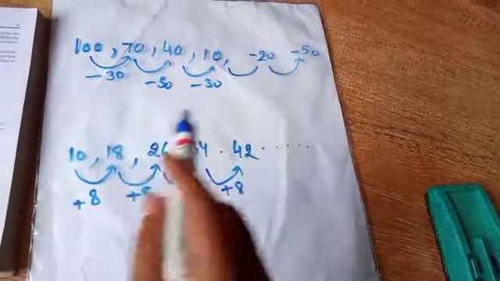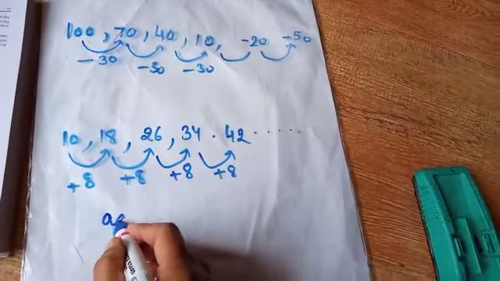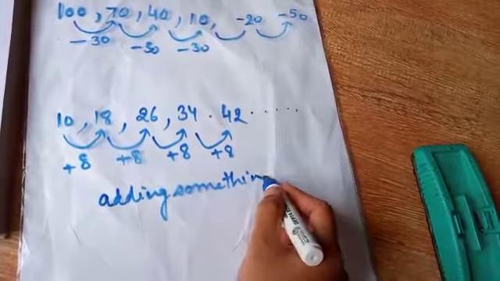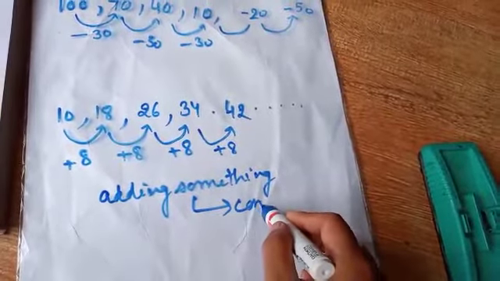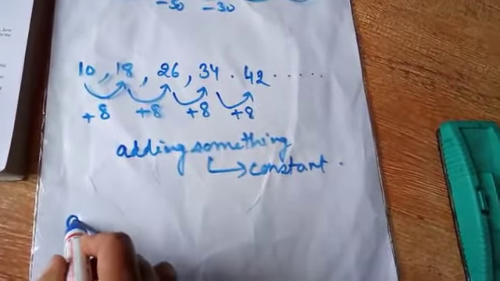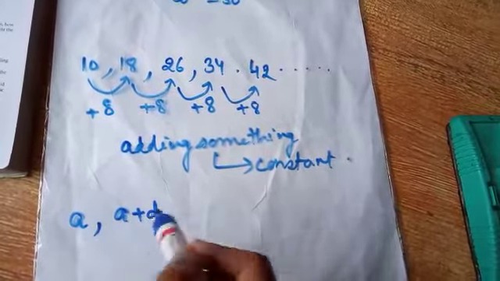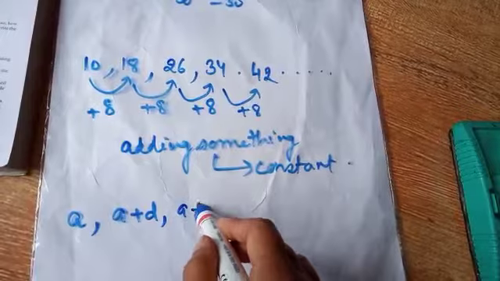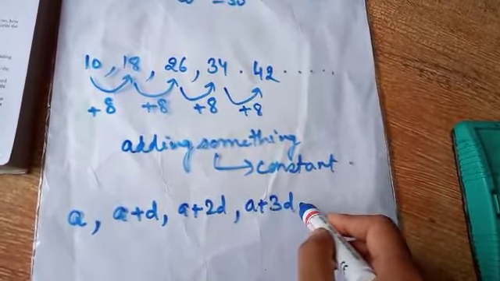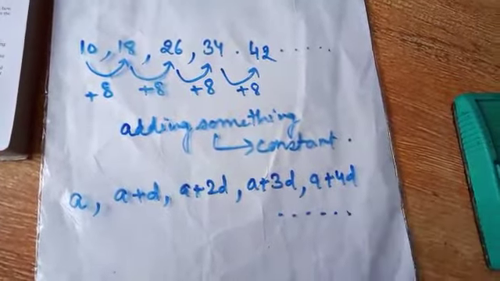So I am following a definite pattern. What is that definite pattern? I am adding something and adding something, and that something has to be a constant. So here I mean to say that I have a number which is defined by A, then I am adding D to it, it makes it A plus D, then it is A plus 2D, again add D, so A plus 3D, again add D, so it is A plus 4D, and so on.